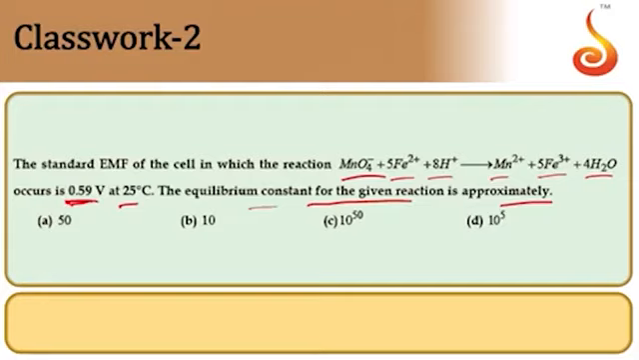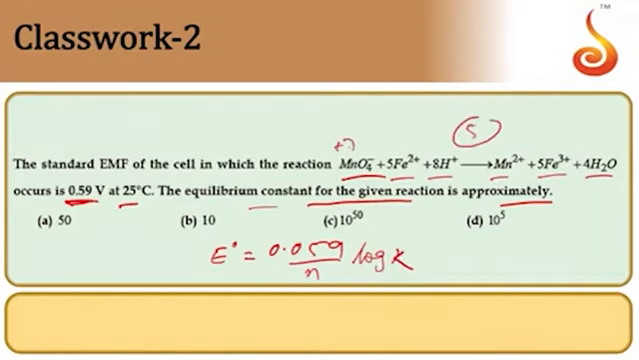So E0 will be equal to 0.059 by n into log K. In this question, the value of n, the number of electrons transferred, will be equal to 5. Mn+7 becomes Mn+2, so the total number of electrons transferred is 5. So the value of n is 5 for us. E0 is given as 0.59. We need to find out log K.